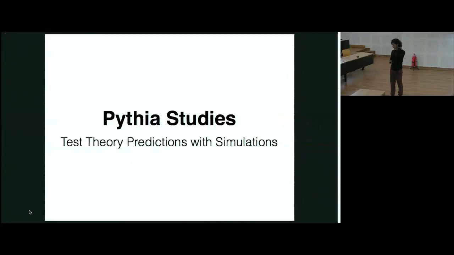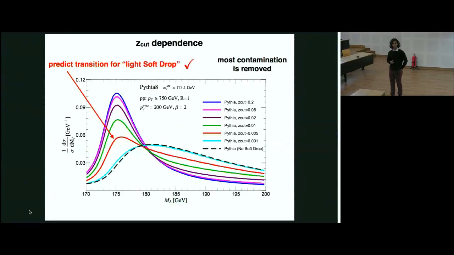So now I'm going to show you some Pythia studies to test the predictions I've made from our intuition so far. First is the Z-cut dependence. This is my top quark jet. The black dashed line is what I get without any grooming. This is the same graph which you saw before.